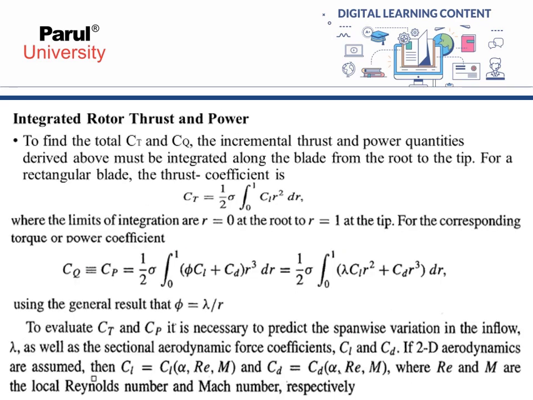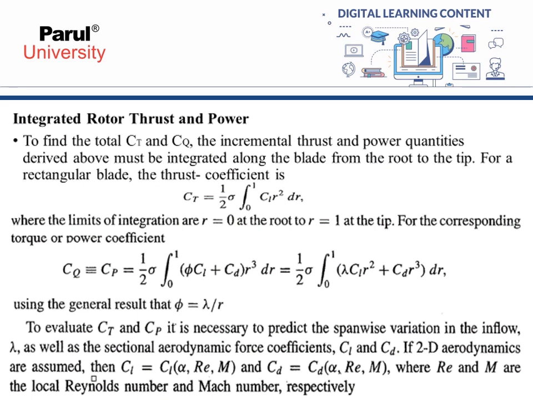Now, integrated rotor thrust and power. To find the total CT and CQ, the incremental thrust and power quantities derived above must be integrated along the blade from the root to the tip. For a rectangular blade, the thrust coefficient is CT equal to 1 upon 2 sigma integration 0 to 1 Cl r square into dr, where the limits of integration are r equal to 0 at the root and r equal to 1 at the tip.